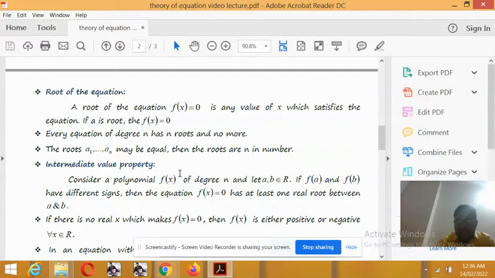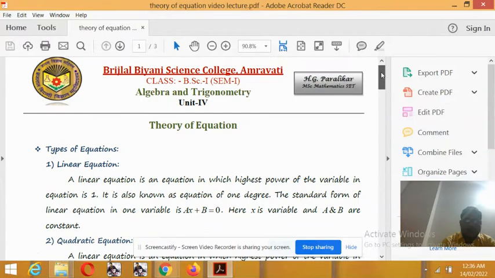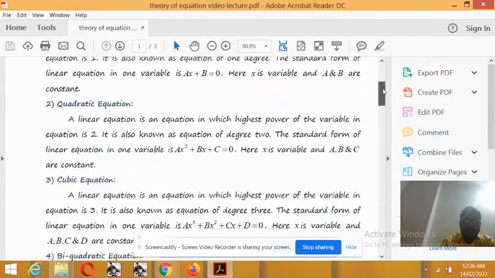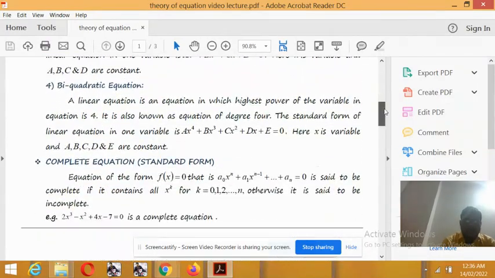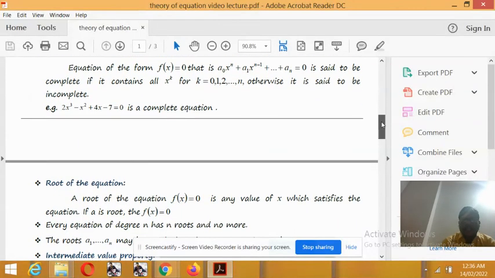our first lecture of the part theory of equation. So what have we learned? We have learned the linear equation, quadratic equation, cubic equation, biquadratic equation. What is meant by a complete equation? What is the root of the equation? And a certain statement of the theorem that if the equation is of degree n, then it has n roots and no more. Thank you so much.